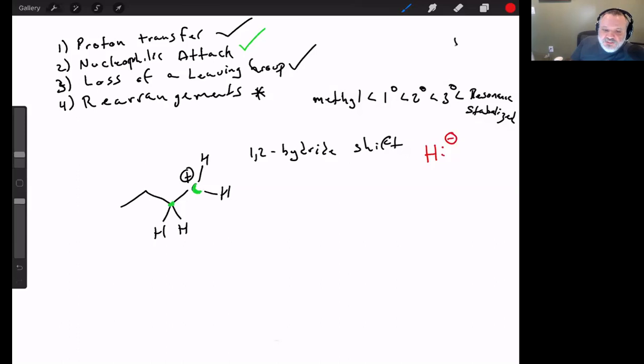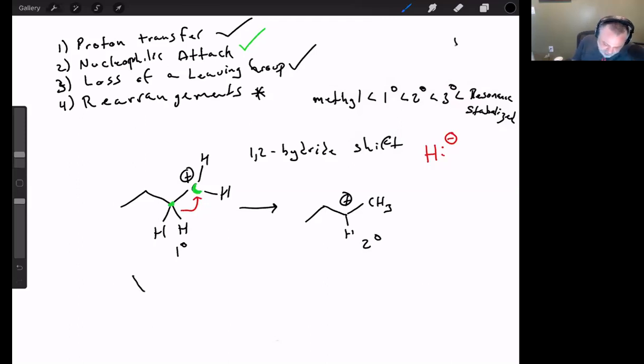A hydride is a negatively charged hydrogen atom or hydrogen ion. If it's negatively charged, it's got both electrons. So if I show a hydride shift, I show the electrons from the bond to the hydrogen moving to the adjacent carbon. So the resulting product in this case is to put the CH3 group at the end and put the carbocation in the middle. So we go from a primary to secondary position. This is one of the types of rearrangements.